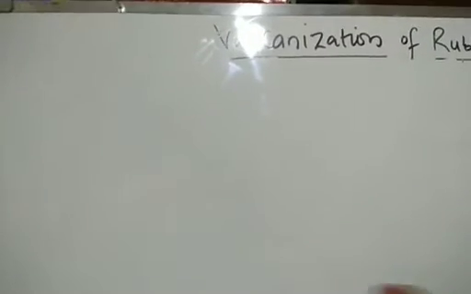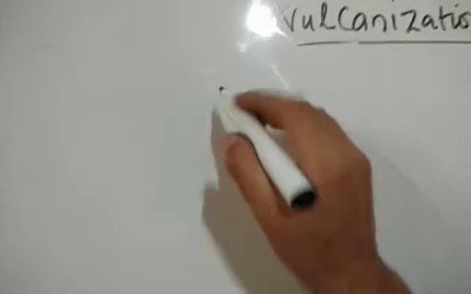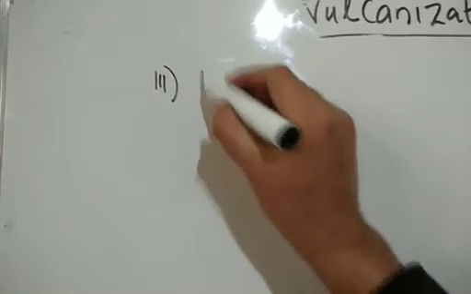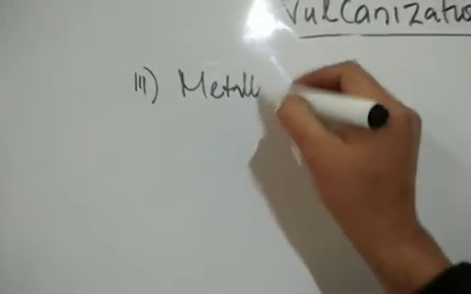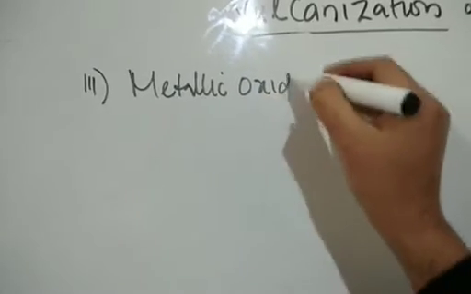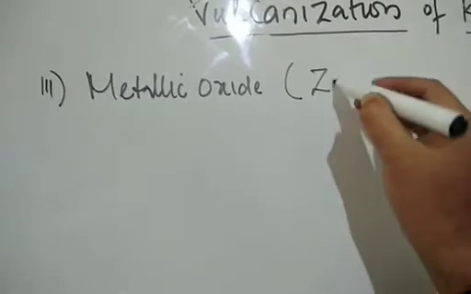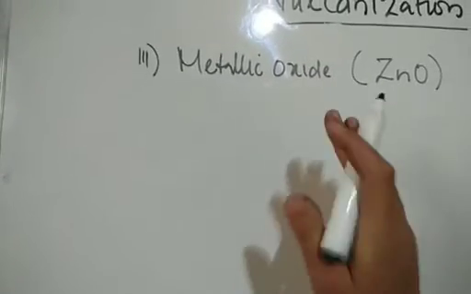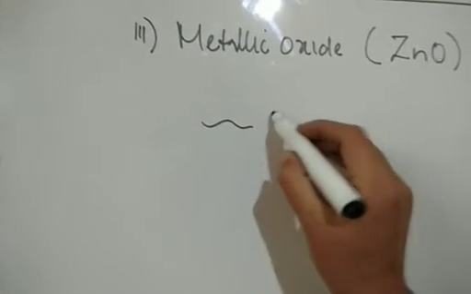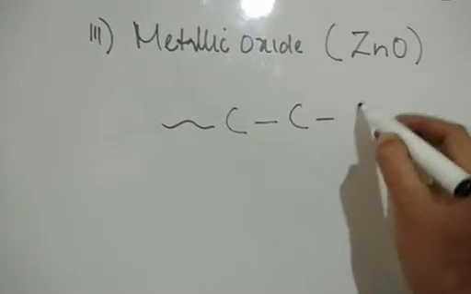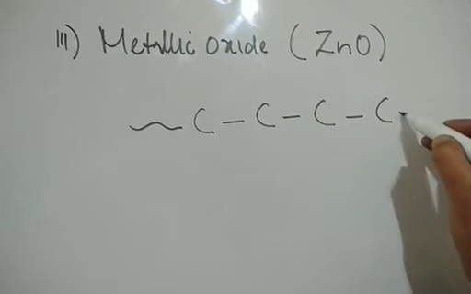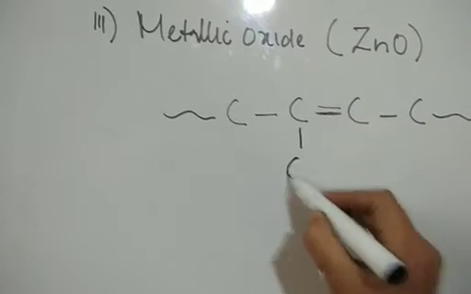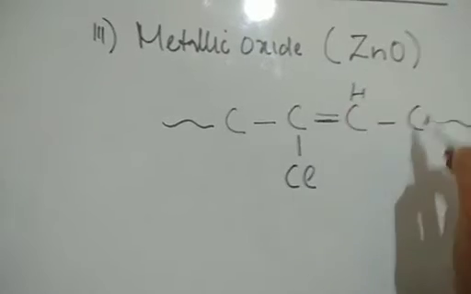Now we'll discuss the vulcanization of synthetic rubber, that is chloroprene, in presence of metallic oxides like zinc oxide. So what it does here, we'll take the polymer of the chloroprene that contains this type of structure. So we have a double bond here, and then we have at 2 position here a chloride atom. So this is called chloroprene.